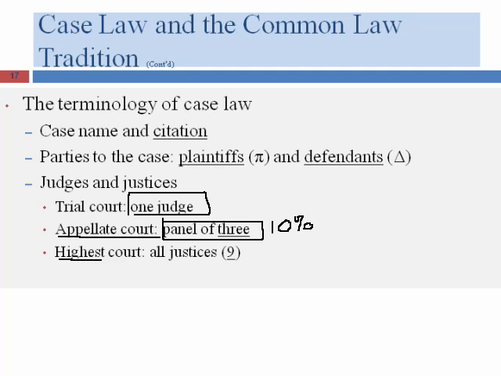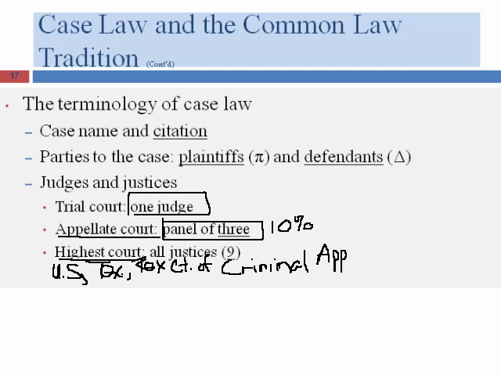The highest court, and this would apply to the U.S. Supreme Court, as well as the Texas Supreme Court, as well as the Texas Court of Criminal Appeals, which is our highest court for criminal matters. All three of these courts have nine justices on it. And all nine justices hear every case, assuming they haven't recused themselves for some reason, such as they have some involvement in the case or have some financial stake with respect to the case.